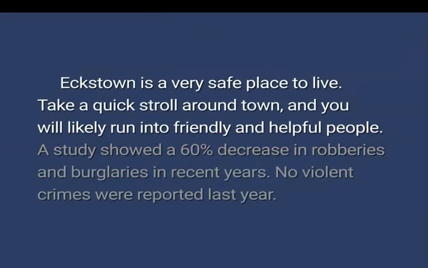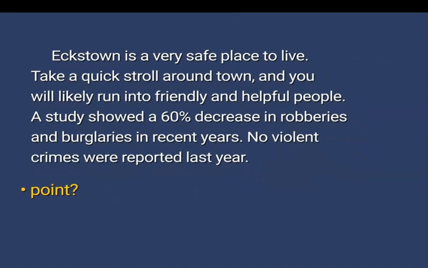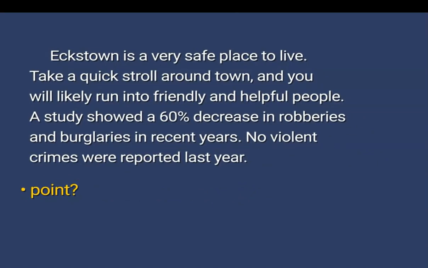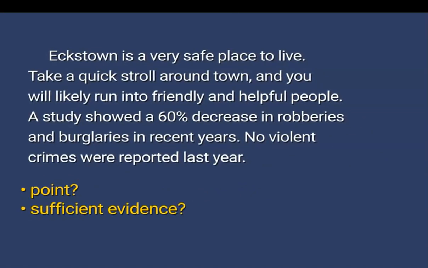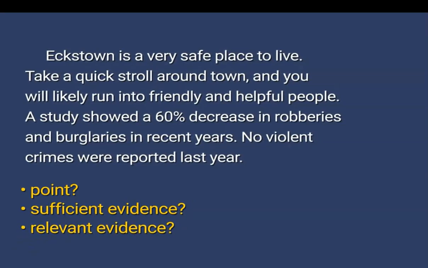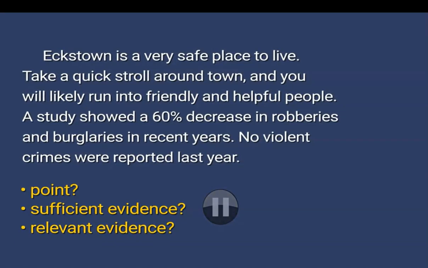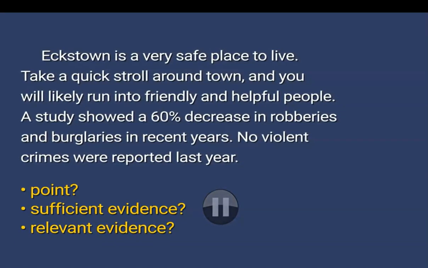Take a quick stroll around town and you will likely run into friendly and helpful people. A study showed a 60% decrease in robberies and burglaries in recent years. No violent crimes were reported last year. What's the point or the conclusion here? Does the author present sufficient evidence to support that conclusion? Is the evidence relevant to the conclusion? Pause the video and see if you can answer these questions.